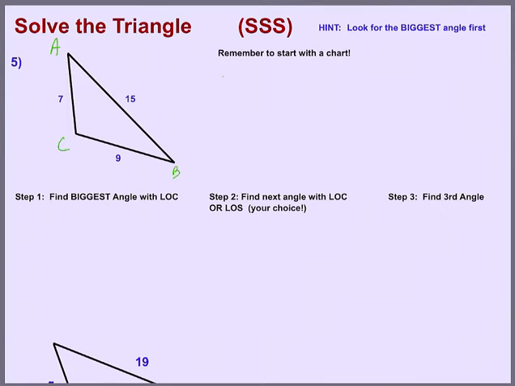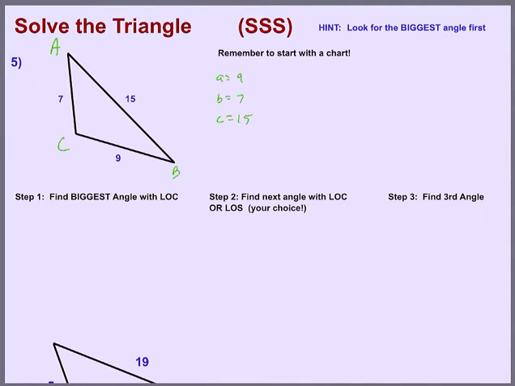So we can say that side A was 9, side B was equal to 7, and side C is equal to 15. Well, we don't have an angle side pair. Obviously, we don't even have any angles at all. So we're going to need to use the law of cosines. And that means we have a choice. Which angle are we going to find?